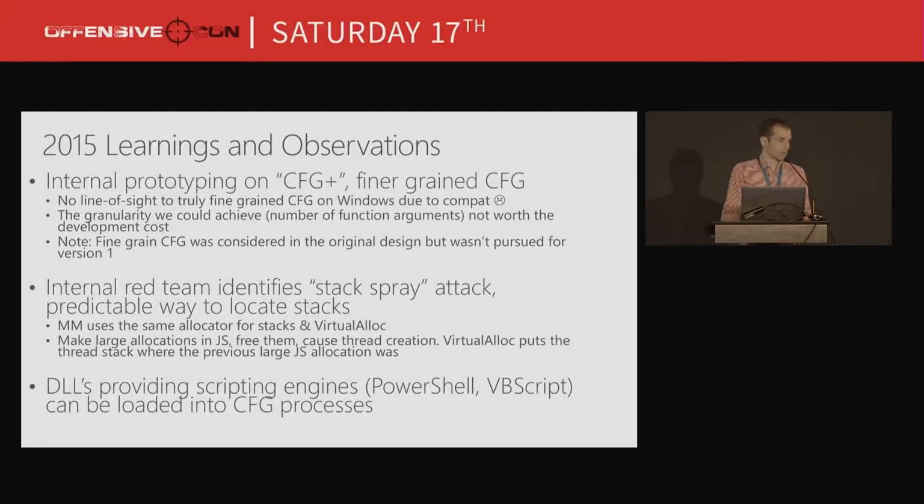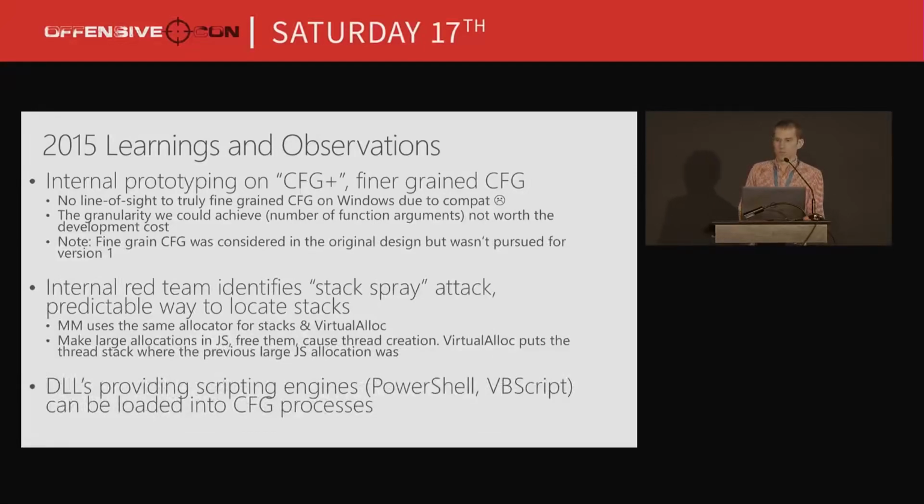Internally, we also were looking for weaknesses in control flow guard, and our red team found something that I thought was pretty clever. They called it their stack spray attack. What they realized was that the Windows Memory Manager uses the exact same allocator to allocate stacks for a process as it does when a process calls VirtualAlloc to get some virtual memory. And in JavaScript, if you allocate a really big array, that will end up turning into a VirtualAlloc allocation.